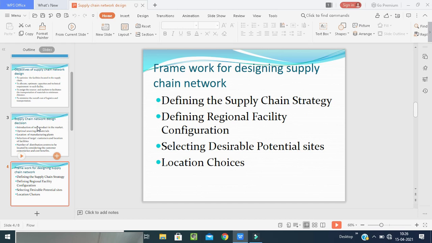Next, the process of designing a supply chain network involves 4 phases. What are those? First one, defining the supply chain strategy. Second one, defining the regional facility configuration. Third one, selecting desirable potential sites. And fourth one is location choice. Now, we will go one by one in a proper way. First, designing the supply chain strategy.